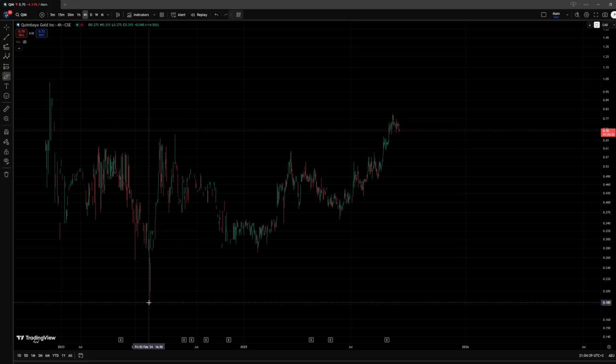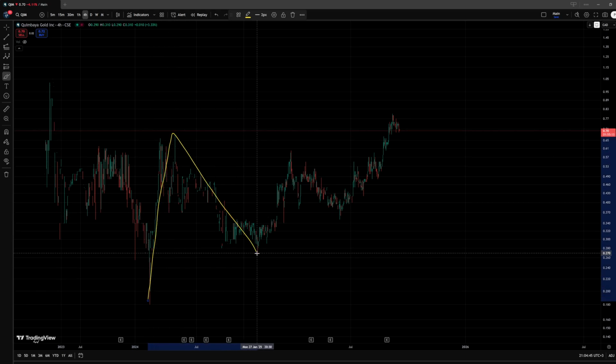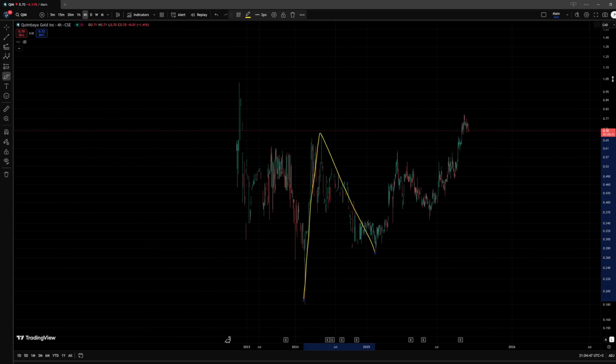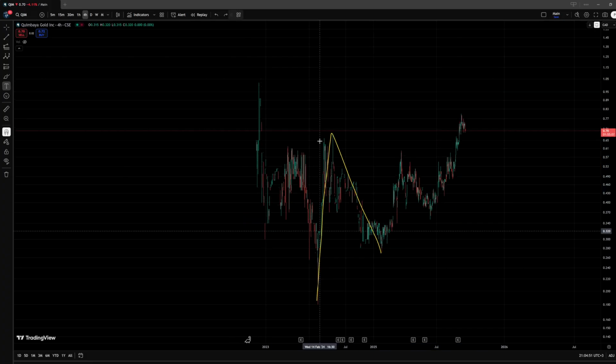Now on this chart I am tracking actually a quite nice structure. I would consider this a 1-2 setup overall, and then we would be looking for a third wave to develop afterwards. Now let's add the full labels here.